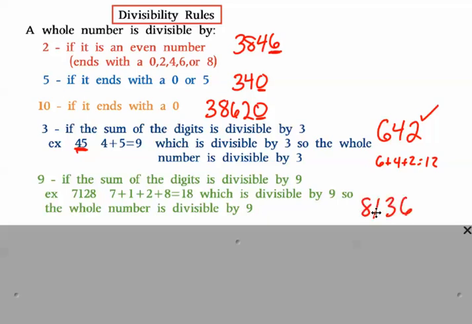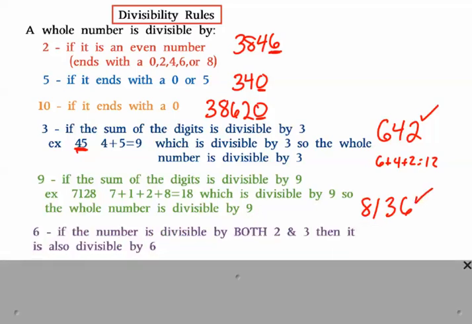Okay? 8 plus 1 is 9, plus 3, 12, plus 6 is 18. Is 18 divisible by 3? Or sorry, divisible by 9? Yes, so the whole number is. Okay? All right, let's look at 6.